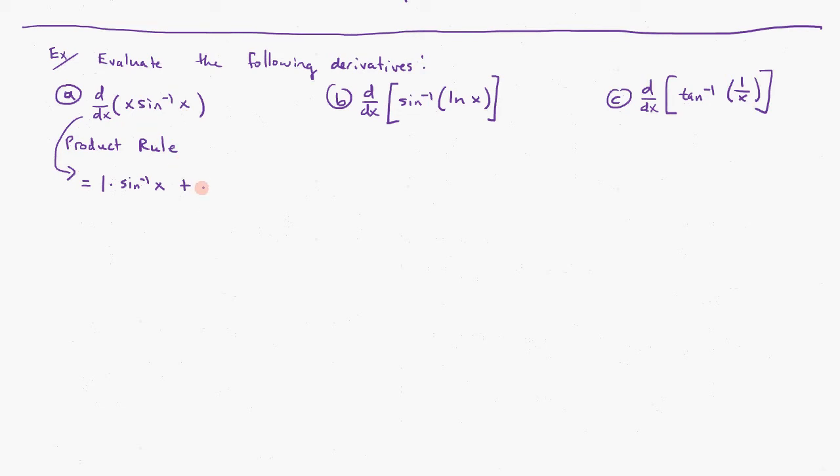And then plus, here the x stays the same, and then the derivative of inverse sine of x, which we had before, is 1 over the square root of 1 minus x squared. And so this is equal to inverse sine of x plus x over the square root of 1 minus x squared.